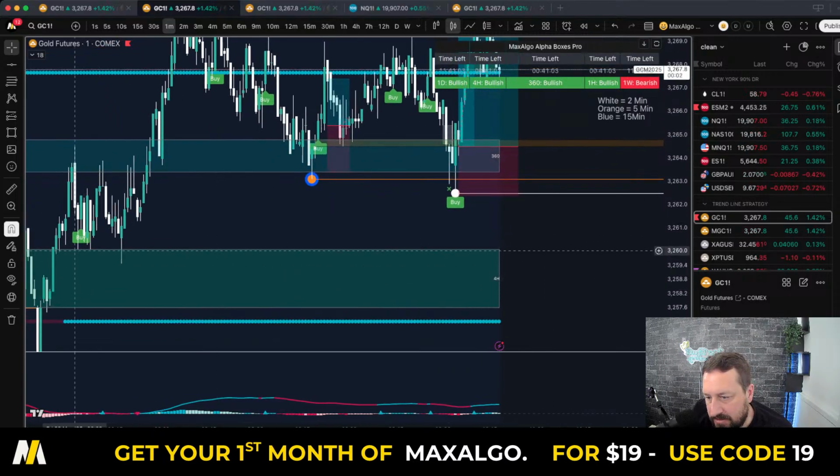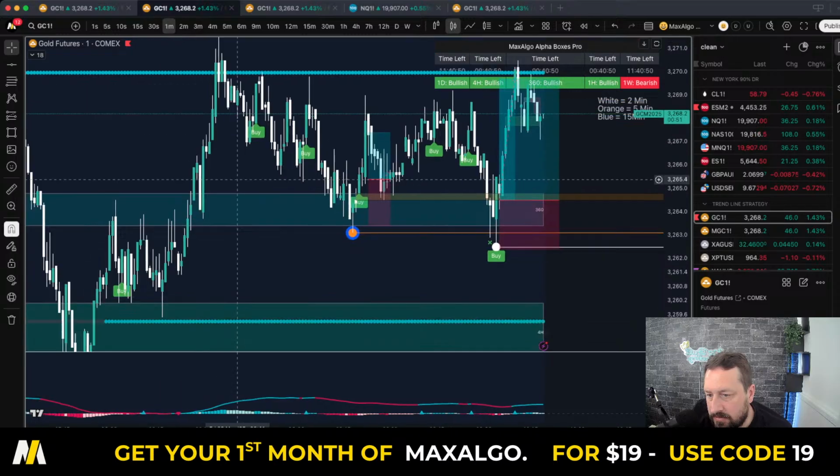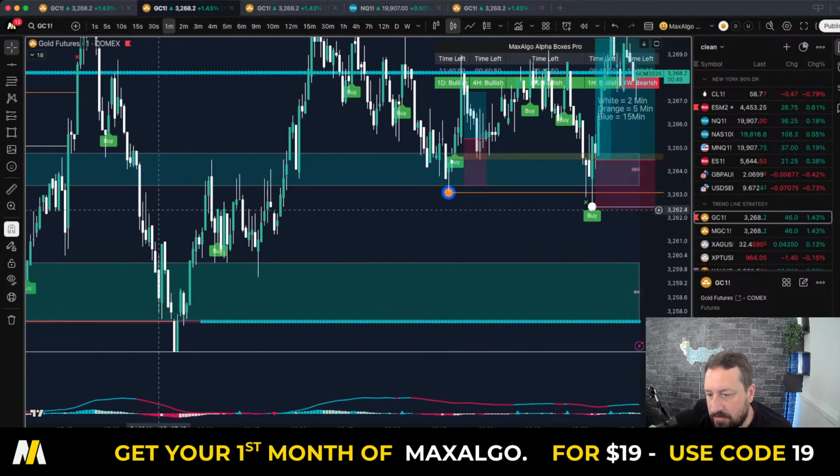Same here, right? See the grab of the lows? We inverse. Struggled on this level. Take it, bounce, go. Reversal, come down. Tap, tap, tap, tap. Break, retest, go.